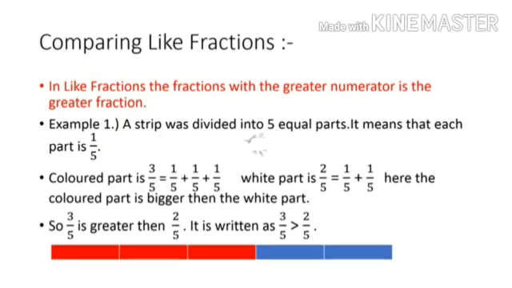of that strip. Therefore, it will be written as 3 upon 5 is greater than 2 upon 5, where the 3 in that fraction is the greater number and 2 in the fraction is the smaller number, as well as the denominators are same.